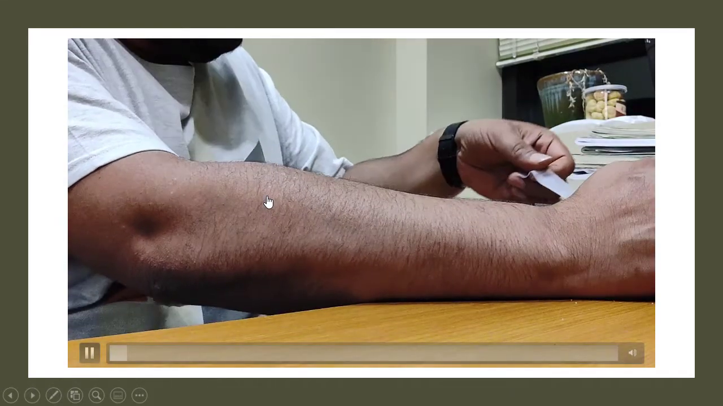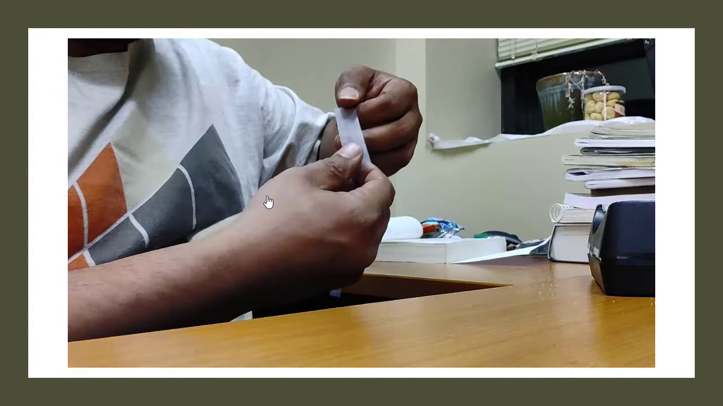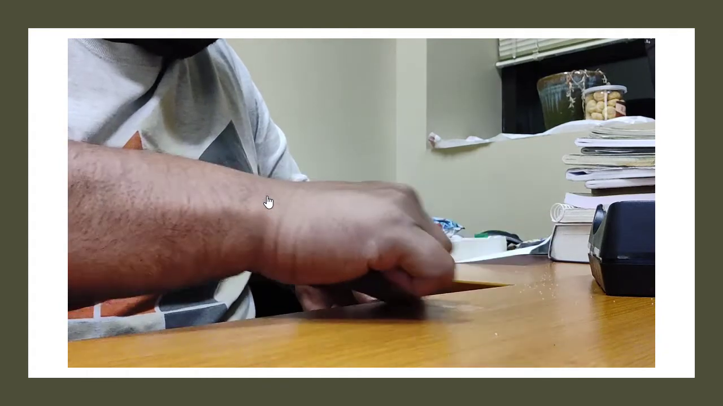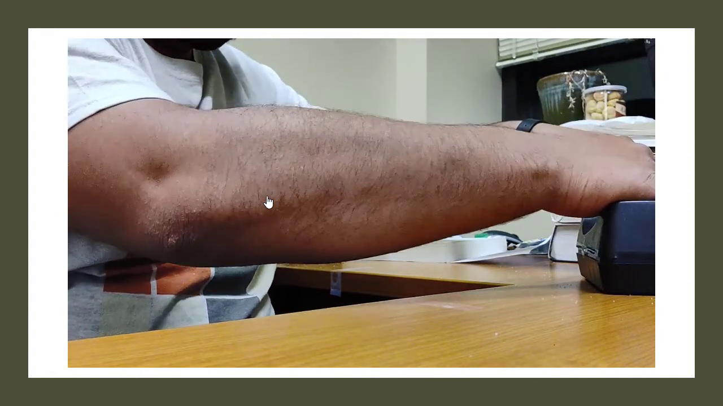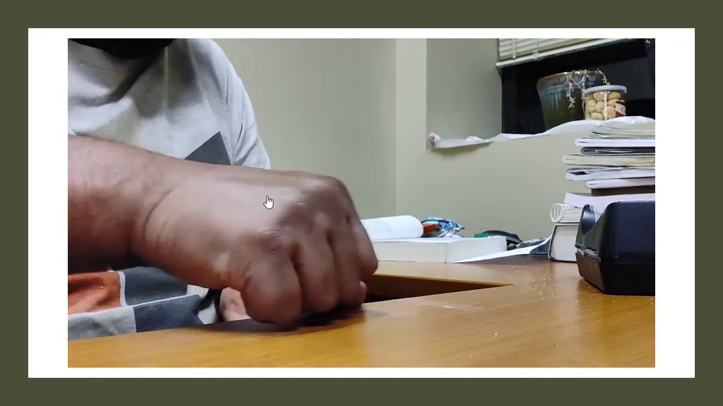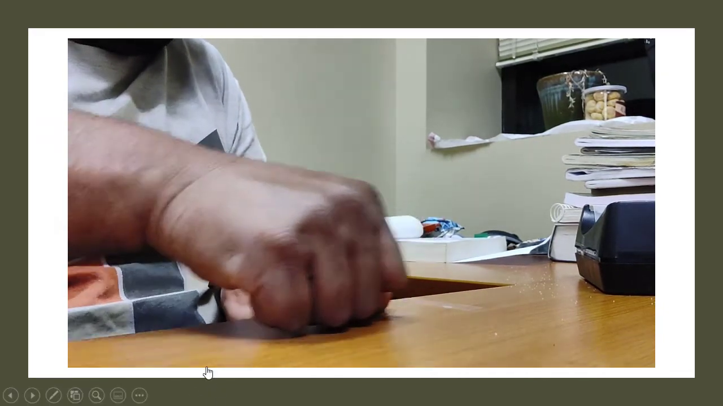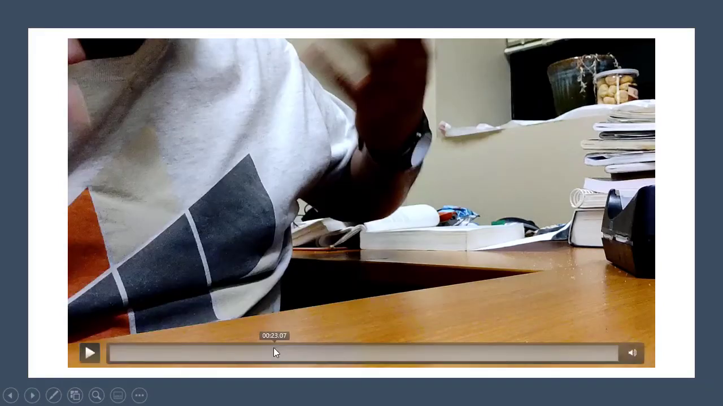Okay, so now let's look at the next thing. Okay, let's try this experiment. We're going to take two pieces of tape. Stick them, make sure they're stuck really well, and then another one. Do the same thing. We're going to do another experiment now.